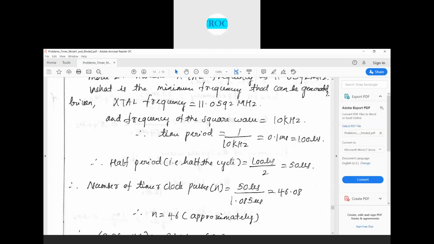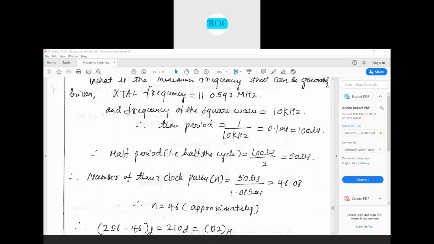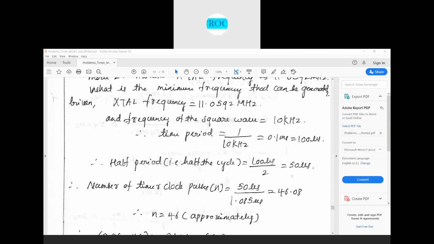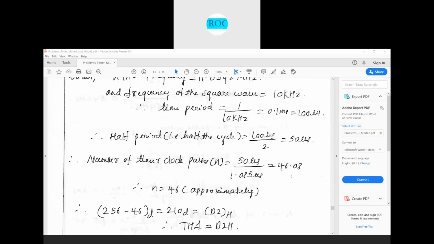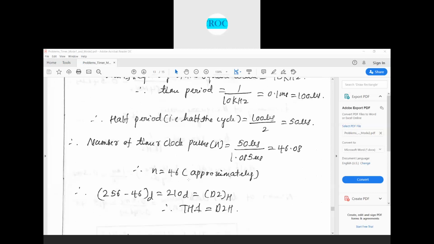Time period is 1 divided by 10 kilohertz. This is equal to 100 microseconds. Half period is 100 microseconds by 2, which will be 50 microseconds here. As I said, it is a square wave. We have 50% duty cycle. The on period is equal to the off period. Therefore, the number of clock pulses, how do you calculate that one? 50 microseconds divided by 1.085 microsecond. This is equal to 46.08. So approximately the number of clock pulses is 46 here.